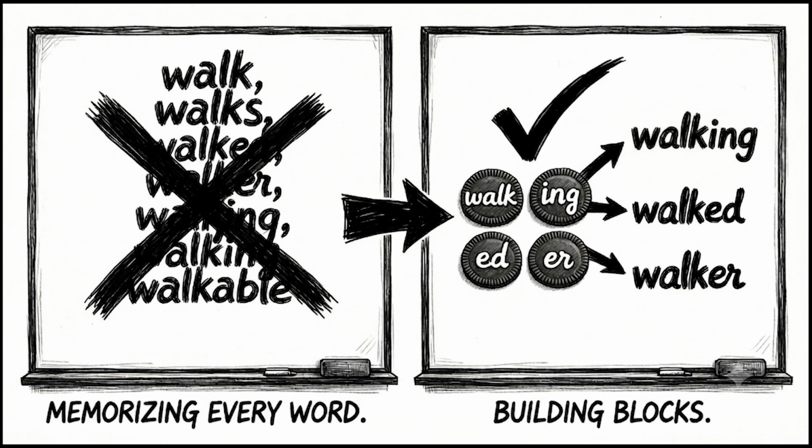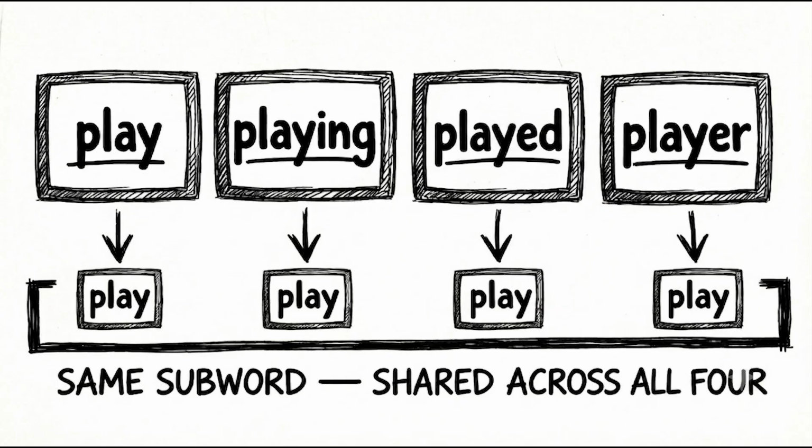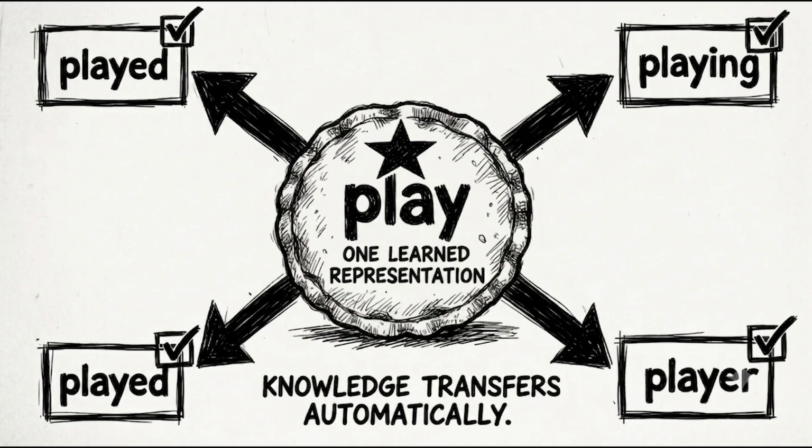This has a deeper advantage beyond vocabulary size. Let's consider these four words: play, playing, played, player. All of them contain the subword play. Because they share the same token, they all activate the same learned representation for that concept.